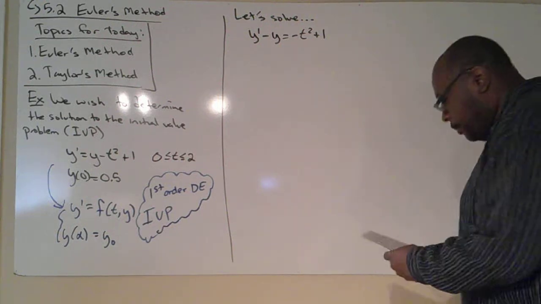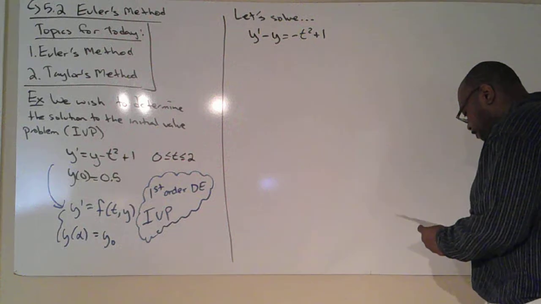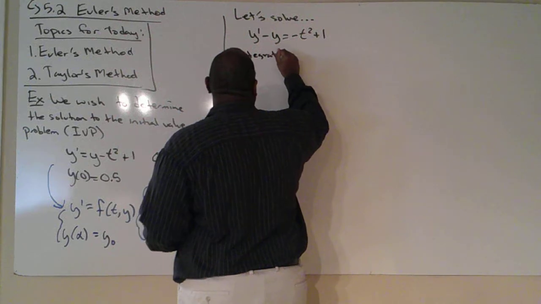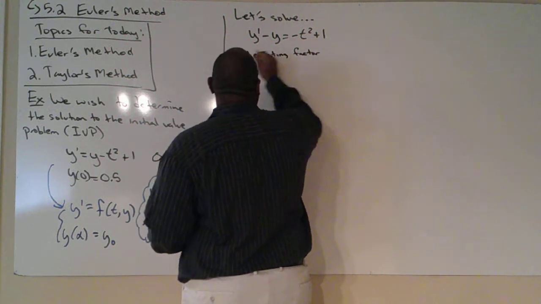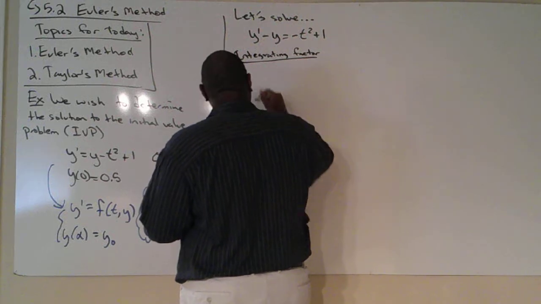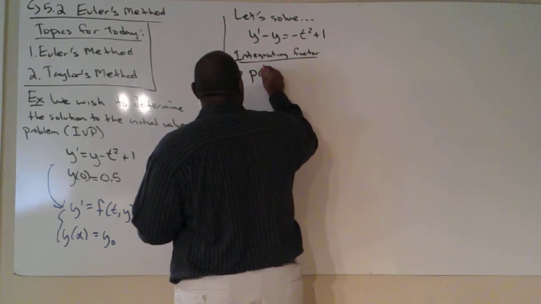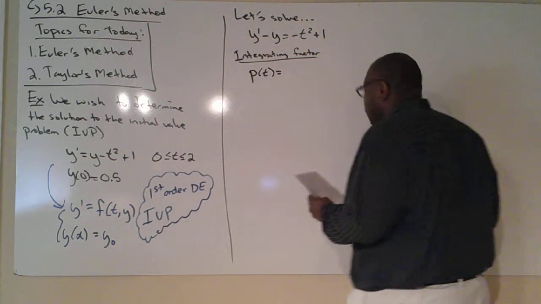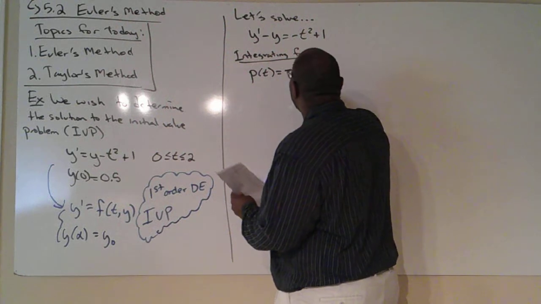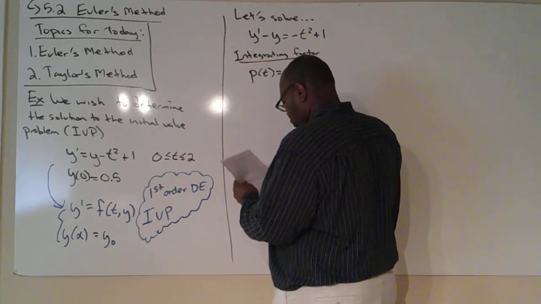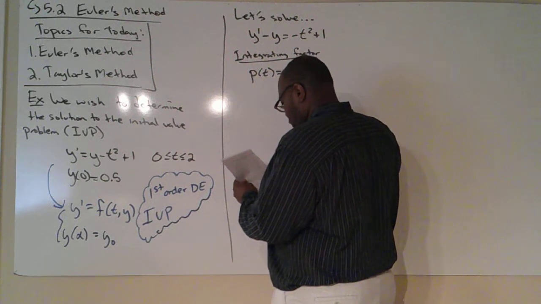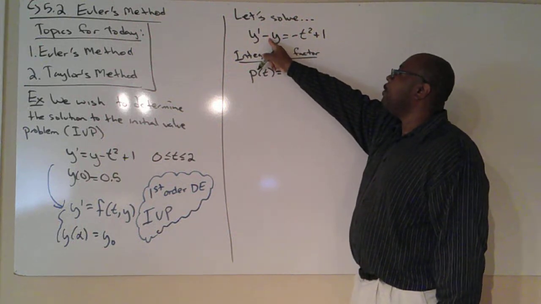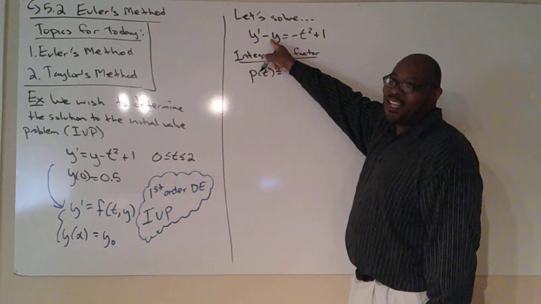And if you guys remember from differential equations, my integrating factor, which I'm going to multiply to both sides, can be found by this formula where we have p of t. This is my integrating factor that I'm going to multiply both sides by. It is equal to -1. And this -1 comes from the value that we have right here, right in front of our y, -1.